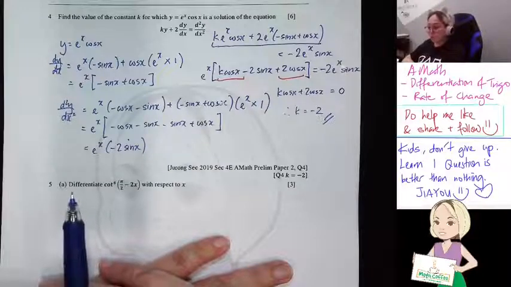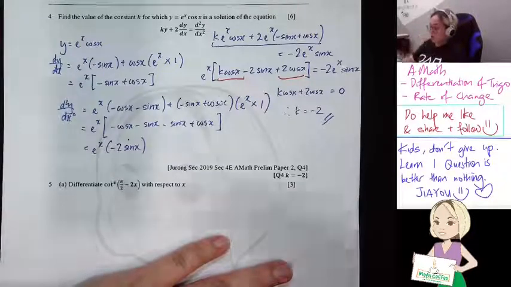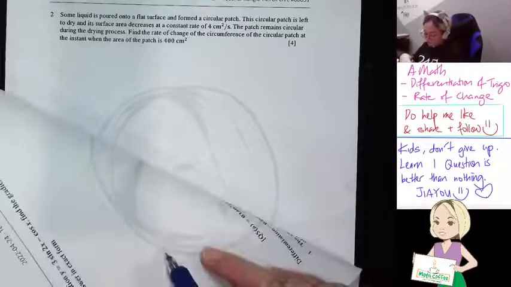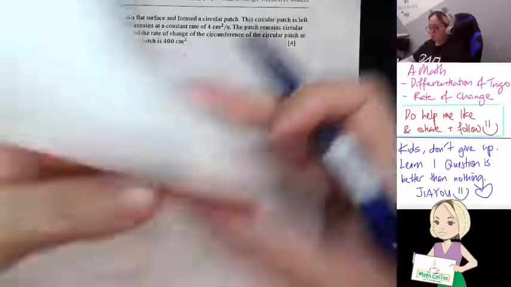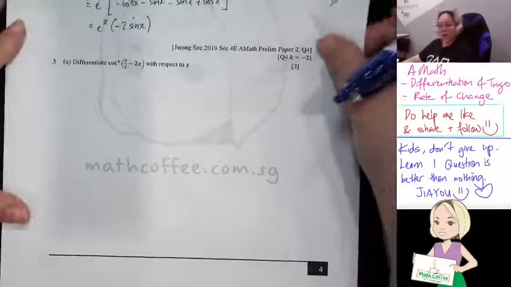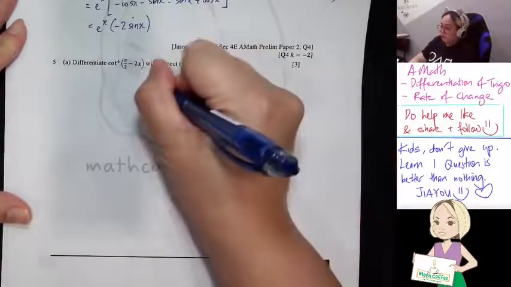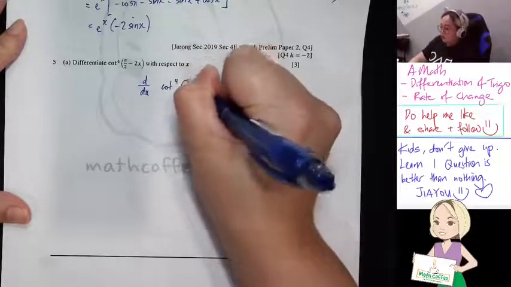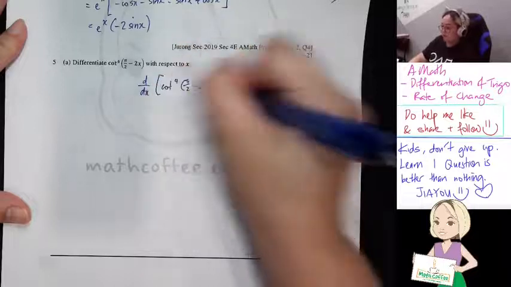Okay, so we are done for question 4. Two more questions on differentiation of trigo. Okay, this one: how do you differentiate cotangent 4 of pi over 2 minus 2x?